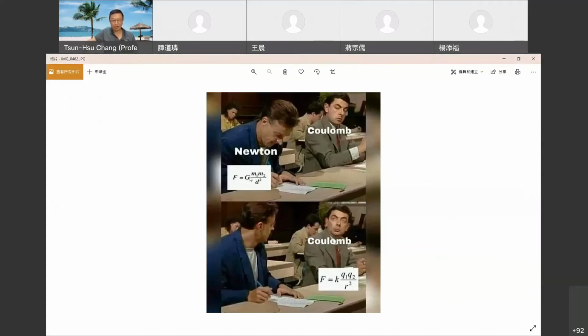When Newton wrote this equation, that's the gravitational force. And Coulomb, he just saw this equation and changed the notation from G to K, from M1 to Q, and separation from D to R. Very interesting. That means most of the physics laws look similar in some way.